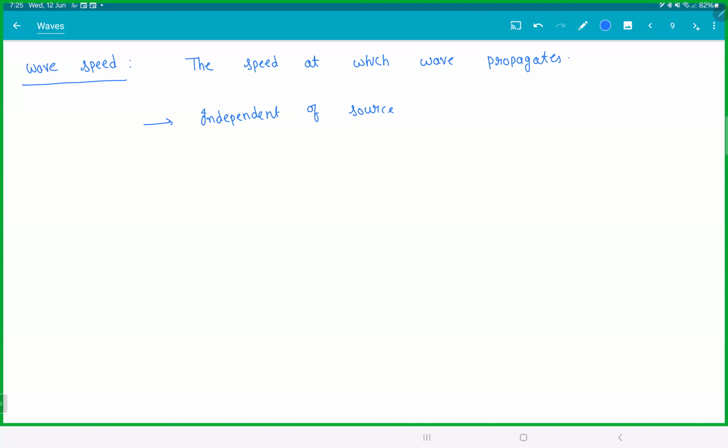If you are sending a sound wave in a solid, it travels faster. In liquids, it travels faster. In air, it travels a little slower. So it is independent of the source, meaning whether you shout or I shout, the speed of sound is the same. Independent of source and depends on the medium. Means if you throw a stone into water, the pulse which you get and how it travels doesn't depend on how fast you throw the stone. The amplitude will change, but wave speed won't.